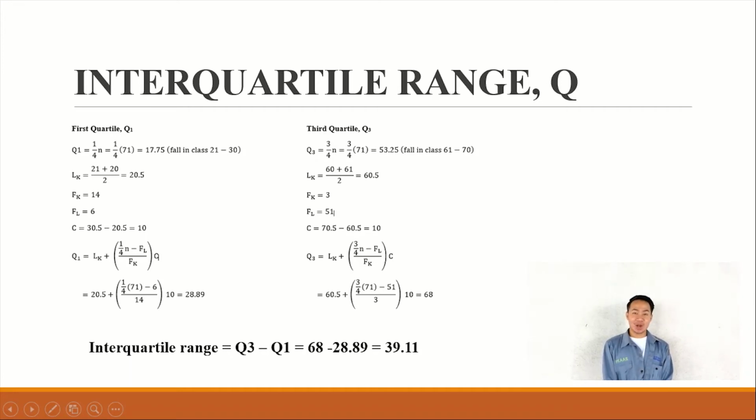We go to the third quartile, Q3. As we know, the difference between the first quartile and third quartile is only the value of 3/4 times n. Just now, the first quartile used 1/4 times n. So we just substitute the values into the formula, change to 3/4 n, and we get the answer 68. Next, we calculate the interquartile range. To calculate it, we take the third quartile minus the first quartile, and we get the answer 39.11.